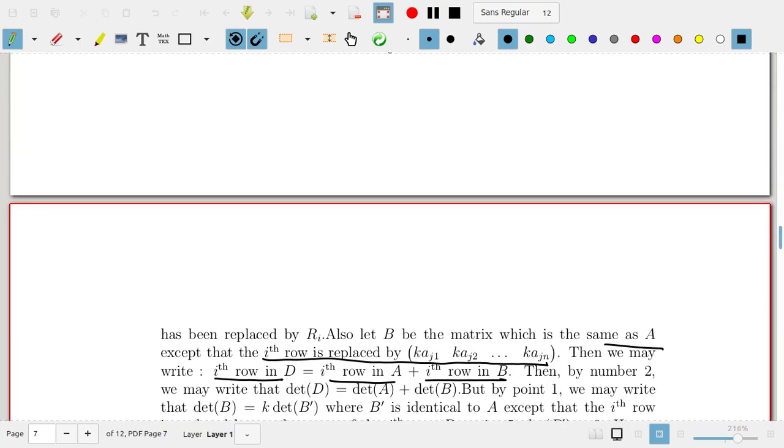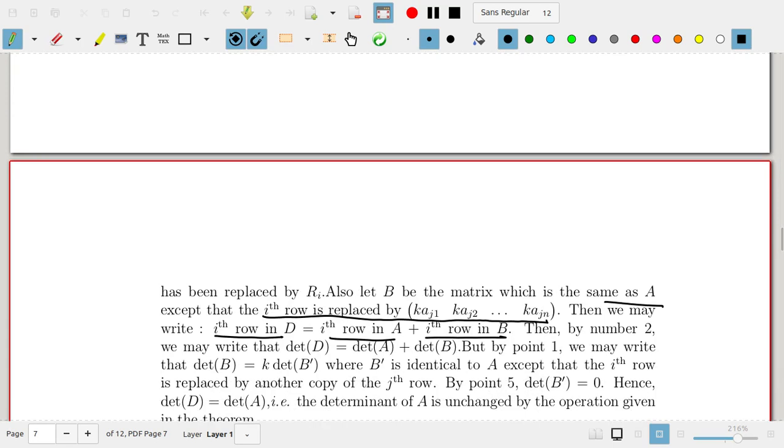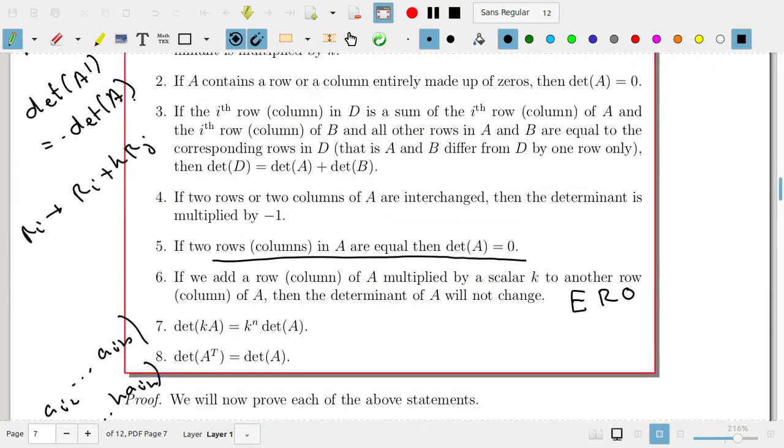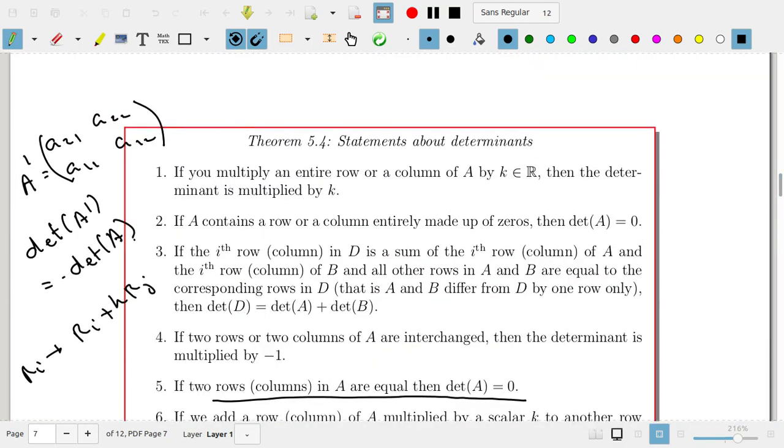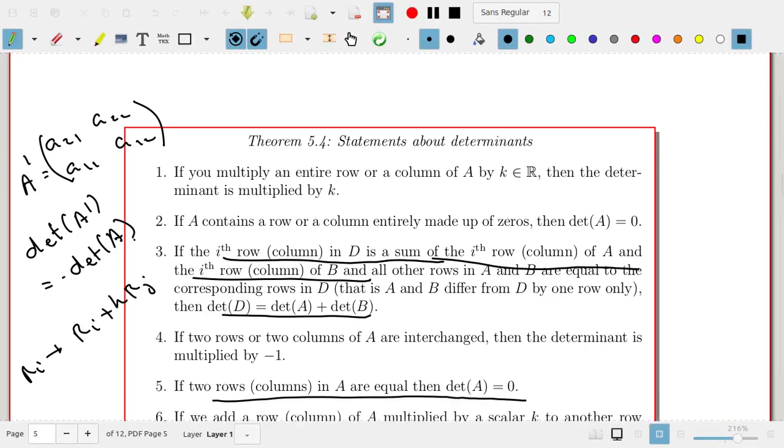Notice that this condition here is the same as the condition in part 3 of the theorem. Sum the ith row of A and the ith row of B. The ith row in D is the sum of the ith row in A and the ith row in V. So this is the same as the condition in part 3 of the theorem.